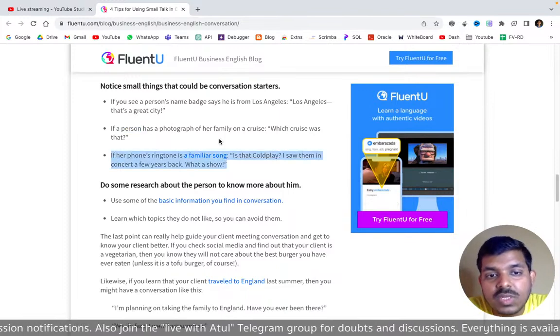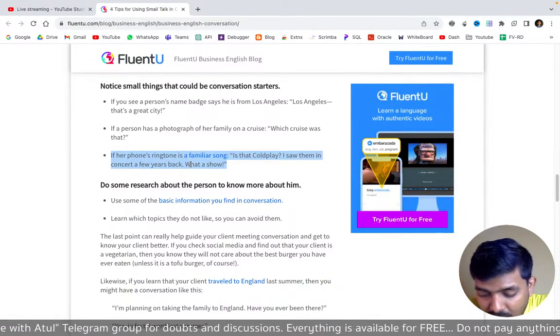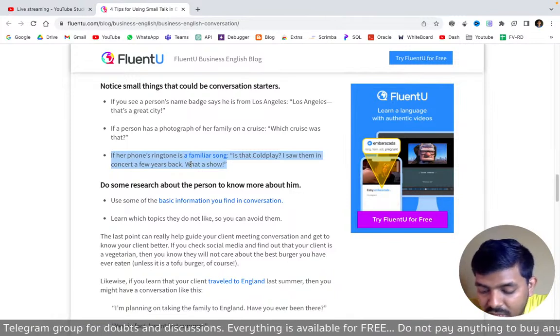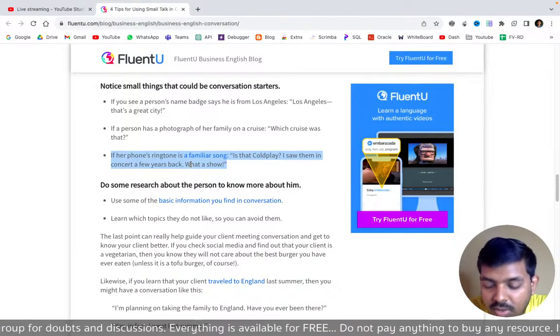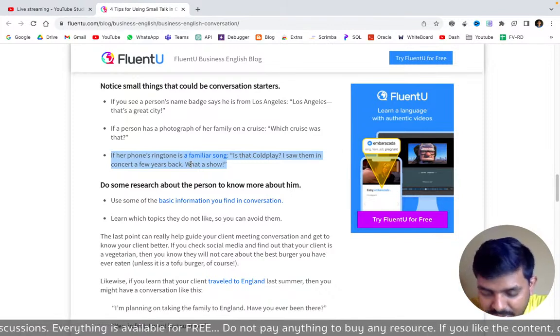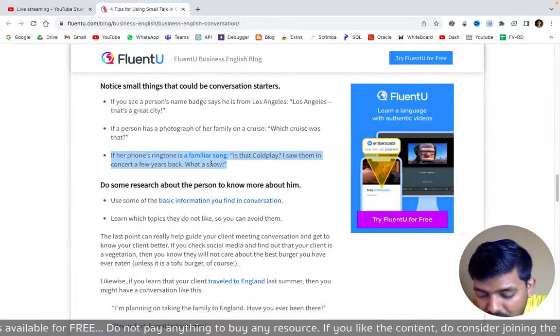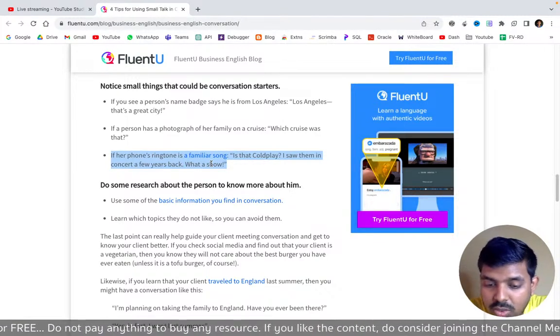So if a phone's ringtone is a familiar song, now is that Coldplay? I saw them in a concert a few years back. What a show! The same thing, if there is a ringtone playing Game of Thrones, you could say, wow, that's an amazing tone. I have liked the theme song for a long time. So you could directly turn the conversation from the ringtone to the show.